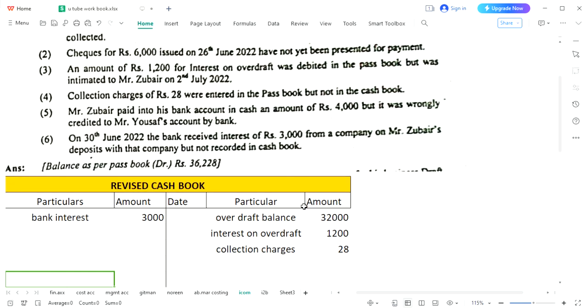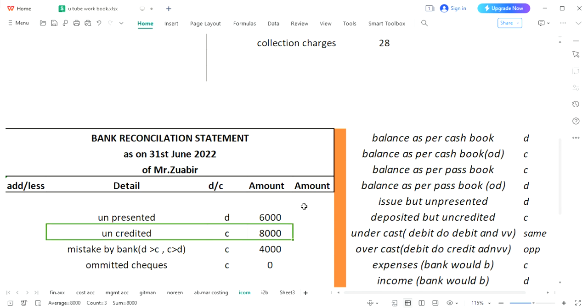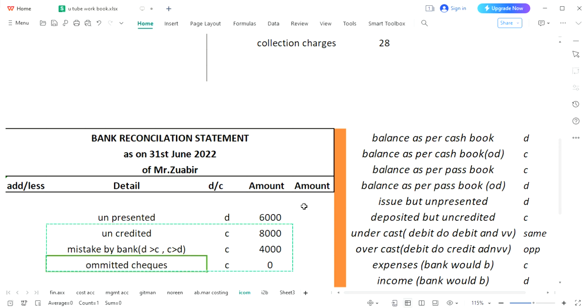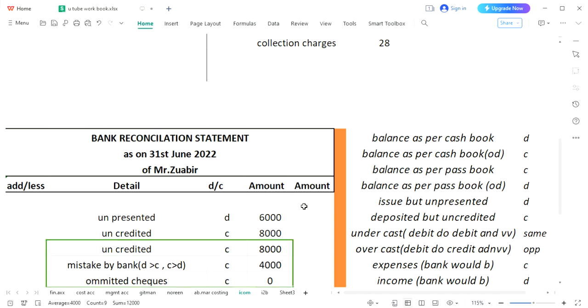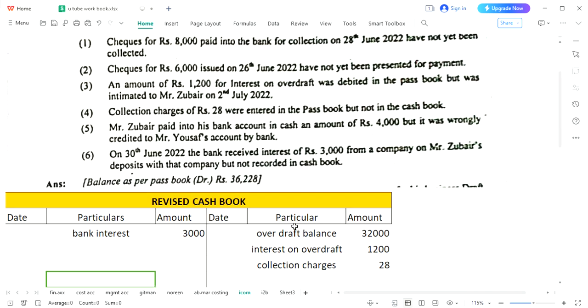Alright guys, all entries have been completed. As you know, omitted checks were supposed to be written over here, but no omitted check was present in your entries. Here we need to make a little space to make a little difference, and now it is not needed, so we erase it. So in this way our BRS entries are completed: unpresented, uncredited, mistake by bank and omitted checks. All entries related to the cash book are also completed.